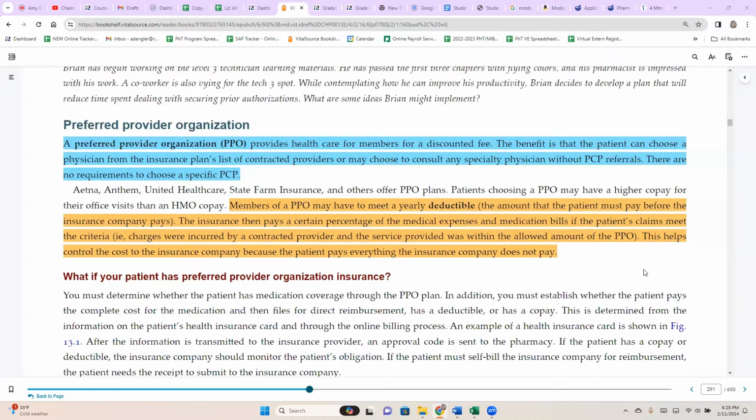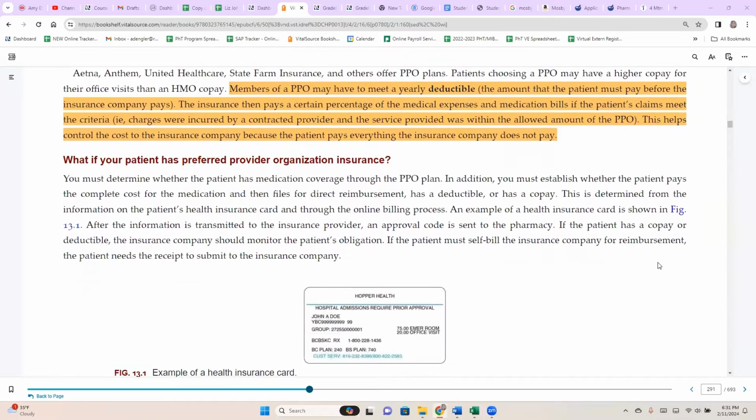Members of a PPO may have to meet a yearly deductible, the amount that the patient must pay before the insurance company pays. The insurance then pays a certain percentage of the medical expenses and medication bills if the patient's claims meet the criteria. This helps control the cost to the insurance company because the patient pays everything the insurance company doesn't pay.